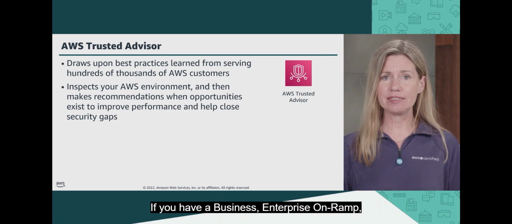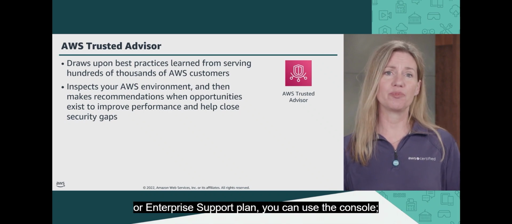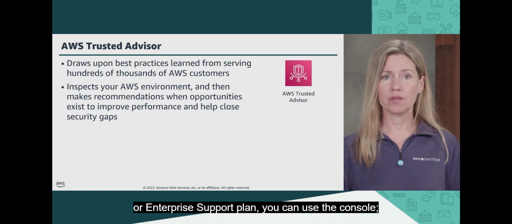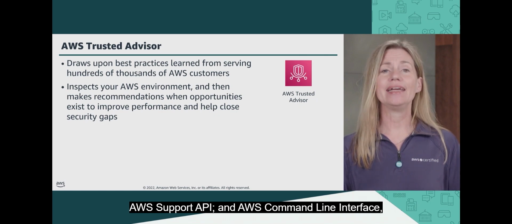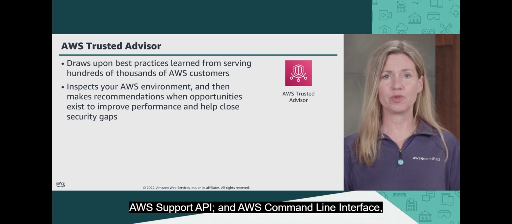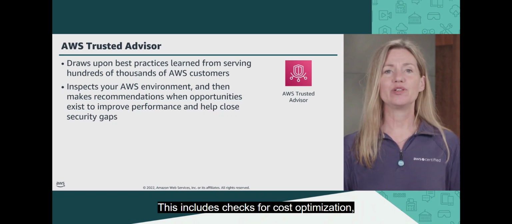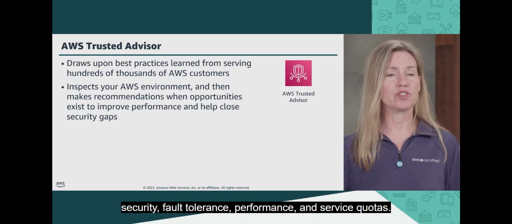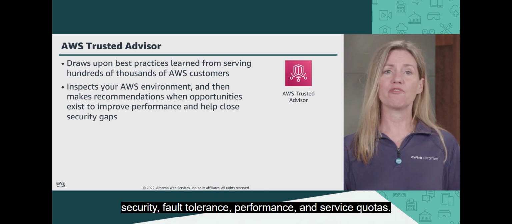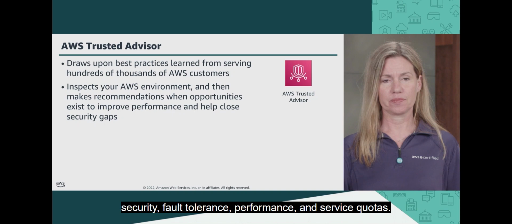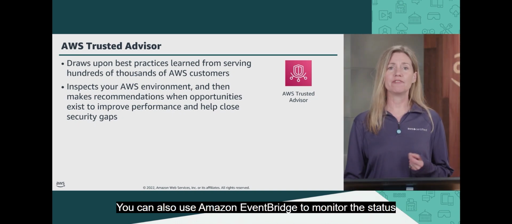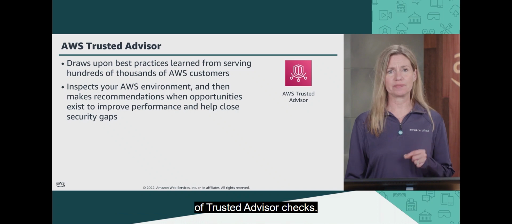If you have a Business, Enterprise On-Ramp, or Enterprise Support plan, you can use the console, AWS Support API, and AWS Command Line Interface, or AWS CLI, to access all checks. This includes checks for cost optimization, security, fault tolerance, performance, and service quotas. You can also use Amazon EventBridge to monitor the status of Trusted Advisor checks.